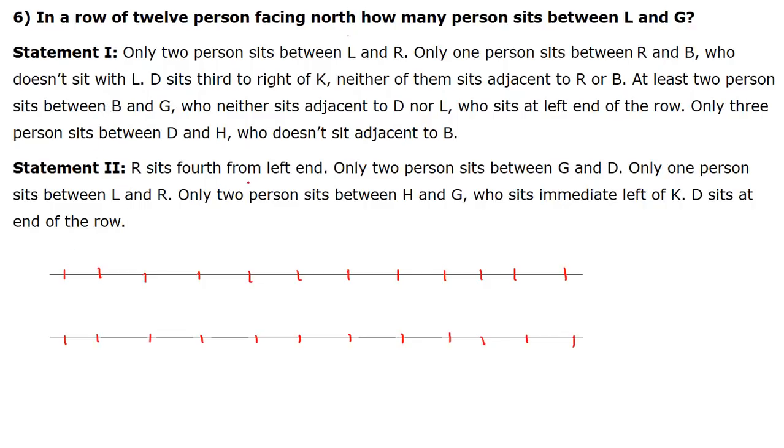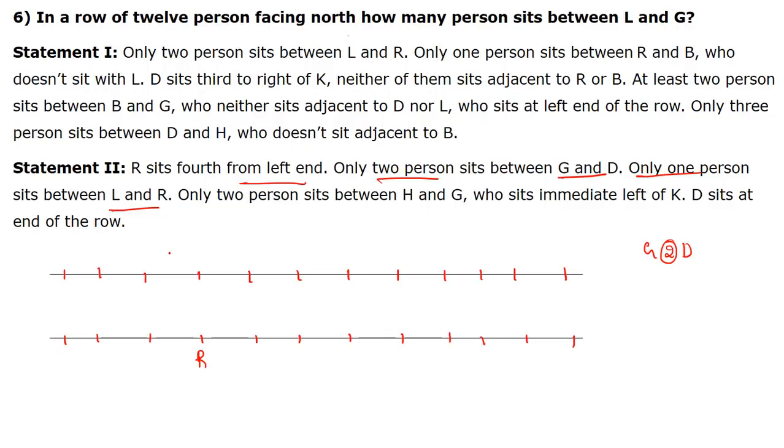R sits fourth from the left hand. So this is the left hand, fourth from the left hand: 1, 2, 3, 4. So R has to be placed here. The next one is only 2 persons sit between G and D. So between G and D there is a gap of only 2 persons. But we don't know where G or D is, so we have to keep it on hold.